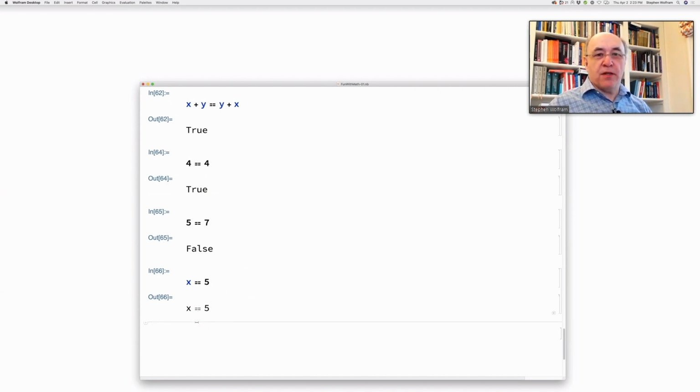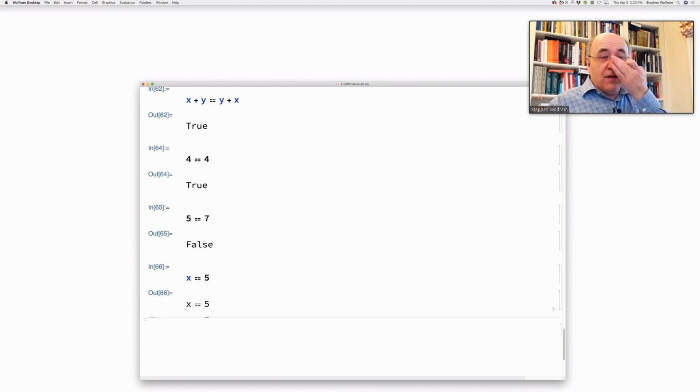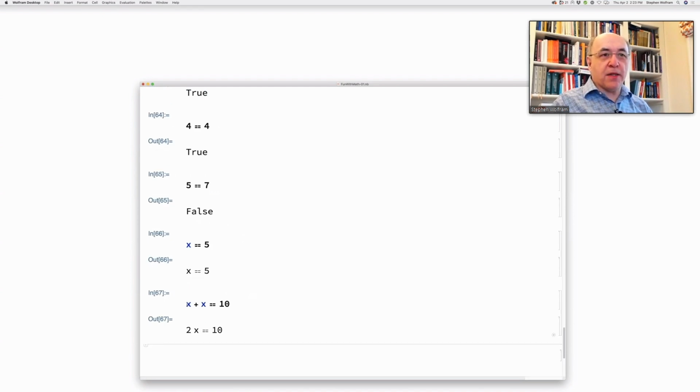But algebra wasn't invented until about 600 years ago. But in any case, the kind of thing that happens in algebra is we can say things like, if x plus x is equal to 10, then the computer will say, okay, that's the same as 2 times x being equal to 10. And what we can do is say, if 2 times x is equal to 10, what is x? And we can figure that out.